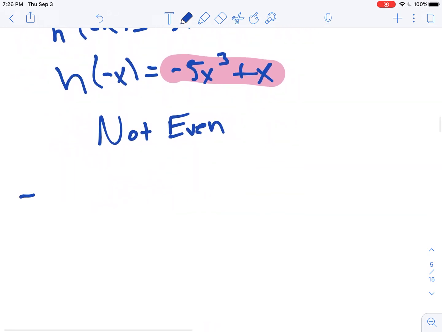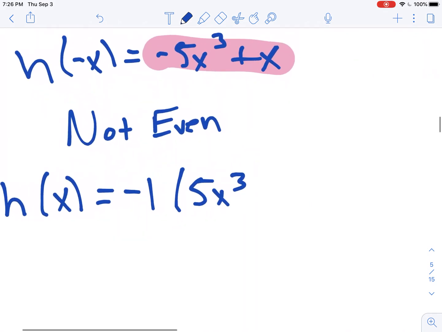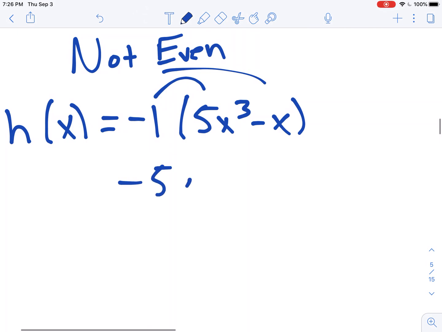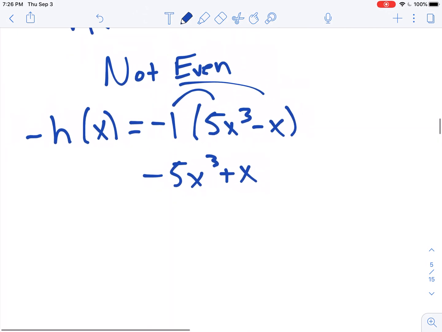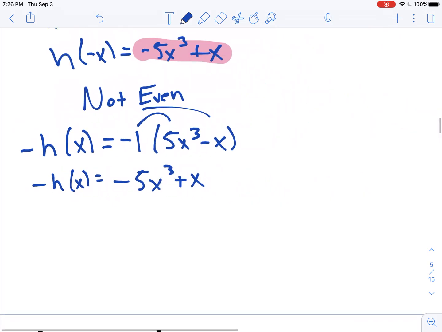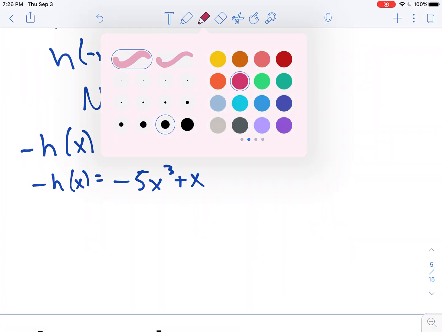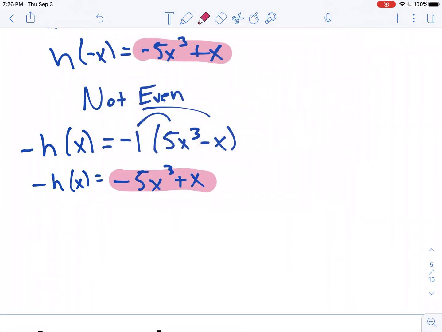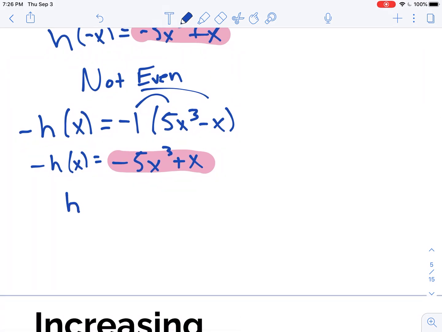And to figure out if it's odd, I got to find negative h of x. So I say negative h of x is negative 1 distributed to this entire function, 5x cubed minus x. When I distribute that negative 1, I get negative 5x cubed plus x. And that's negative h of x. Well, right now, negative 5x cubed plus x is the exact same thing as negative 5x cubed plus x. So that means I've got h of negative x being equivalent to negative h of x, which means that I've got an odd function.